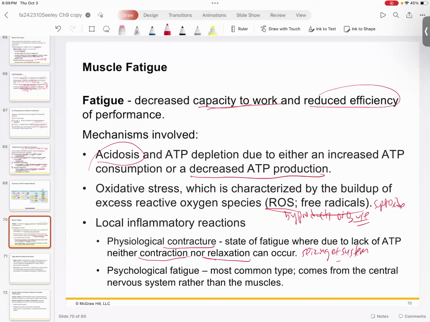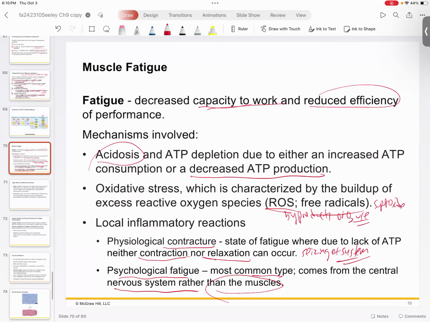Your engine just seizes up and it doesn't work anymore. And so that's one particular outcome of overall fatigue. And then you also have psychological fatigue as well. This is the most common type. Basically, this is essentially where your central nervous system is the one that's getting worn down rather than the actual muscles themselves. Okay, so you basically can have fatigue on a lot of different levels.